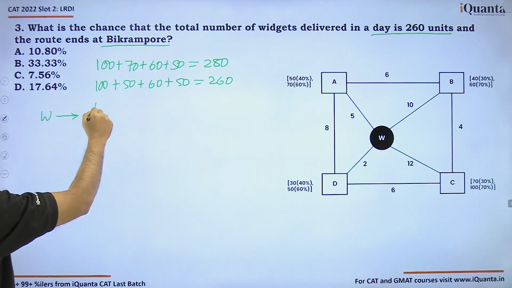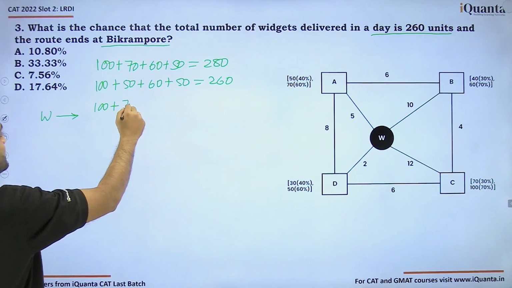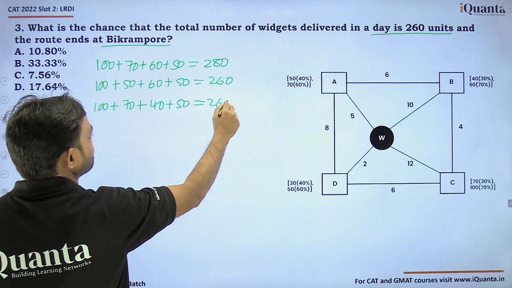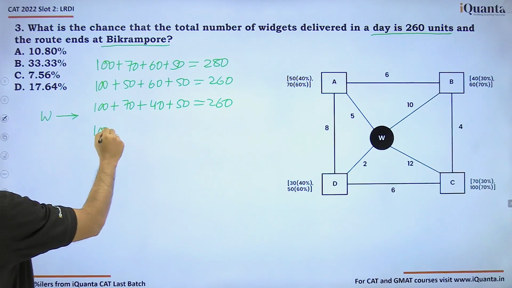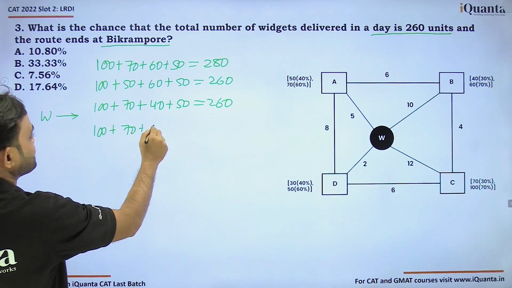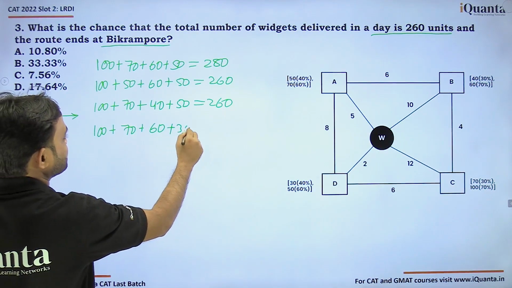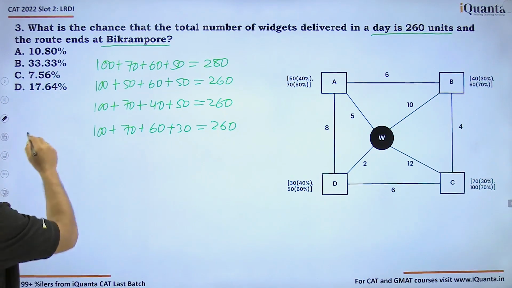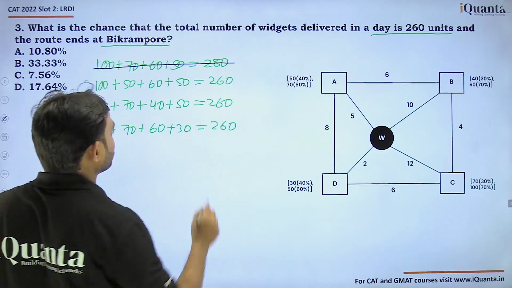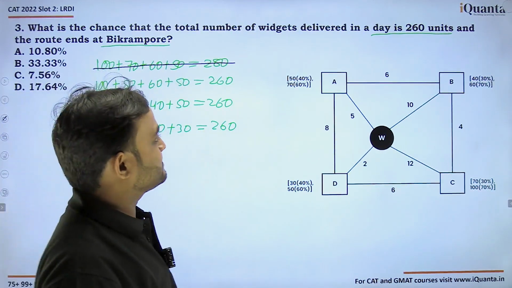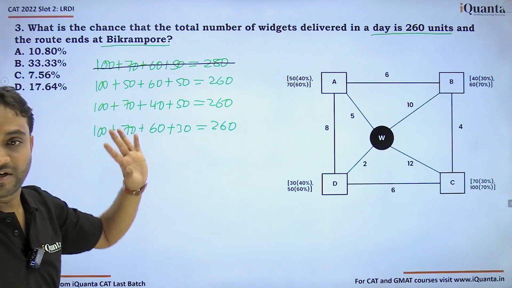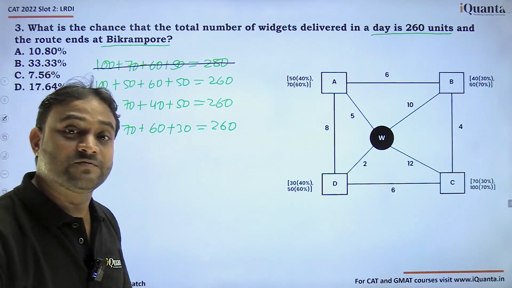Or we can take 100 plus, keep this as it is, 40 plus 50. This is 260. Or we can take 100 plus, keep this as it is, keep this as it is, and take this as 30. Then we get 260. So these three are possible. First case we won't take, but we need to consider these three cases, right? So what is the chance that total number of widgets delivered in a day is 260 units? These are the possibilities, but we need to check which one of these is feasible.